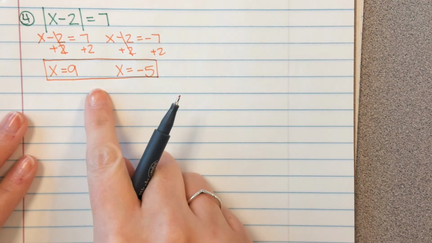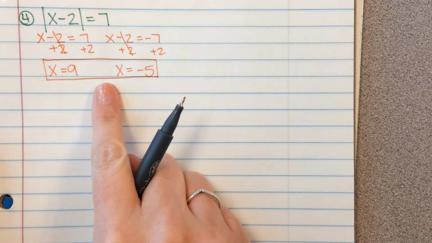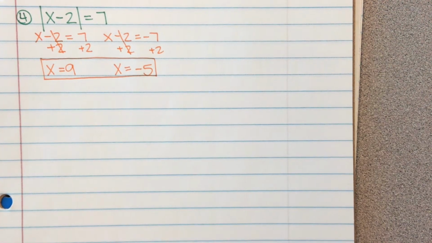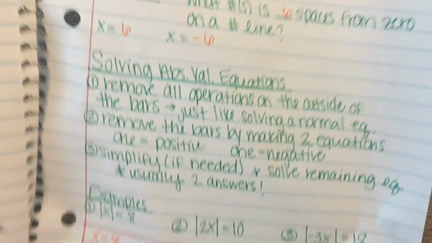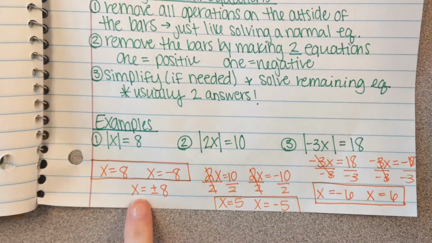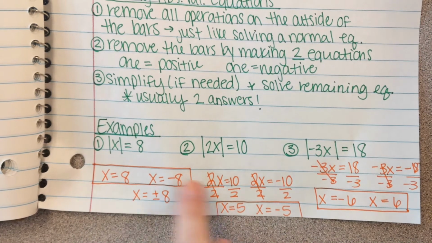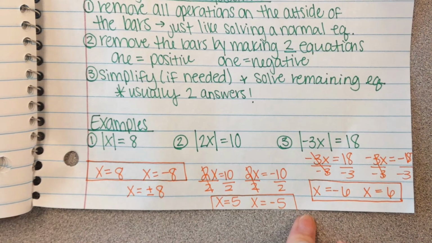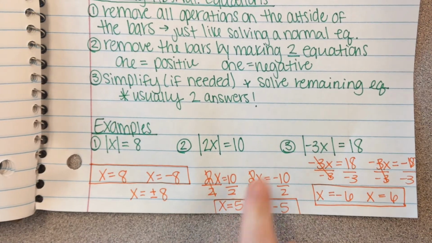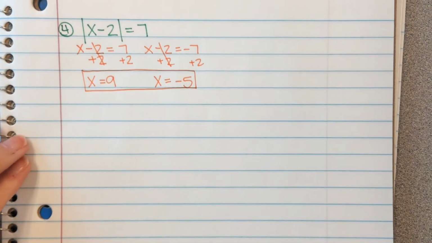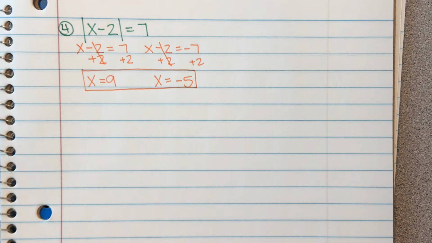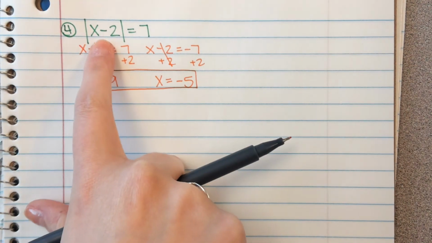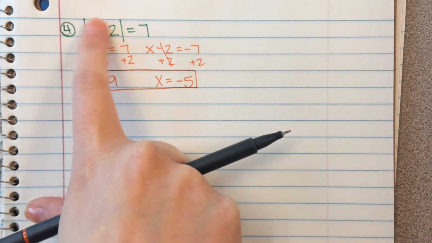And you might notice something a little bit different about these two answers than what we've seen previously. If you flip back and look at examples 1, 2, and 3, our answers were very similar. 8 and negative 8, 5 and negative 5, 6 and negative 6. Okay, that happened on all these, but it didn't on number 4. So what's the difference? The difference is that on number 4, we have addition or subtraction inside the bars.